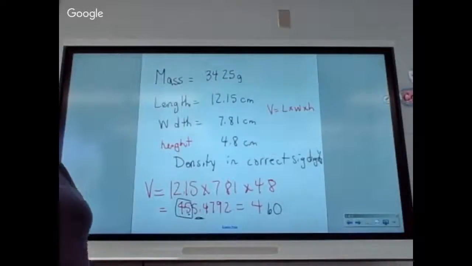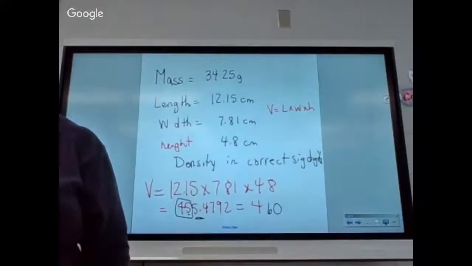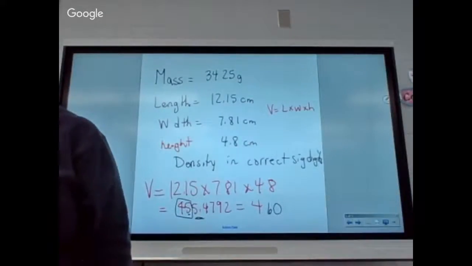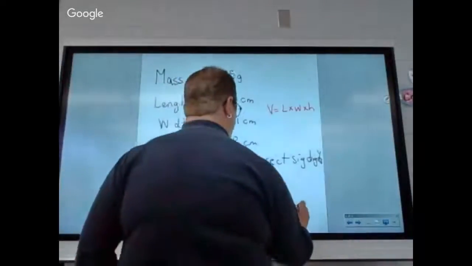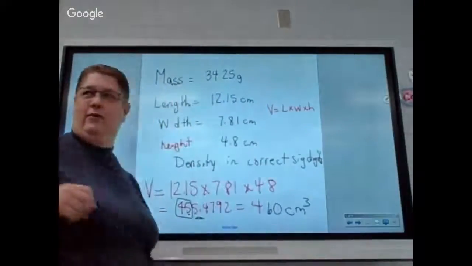Okay? What unit did you put on it? Because y'all did put a unit on it, right? You didn't just write 460 and stop. Centimeters what, Rebecca? Cubed. Very good. It sounded like you were the one who said that. That's why I was trying to give you credit for that.